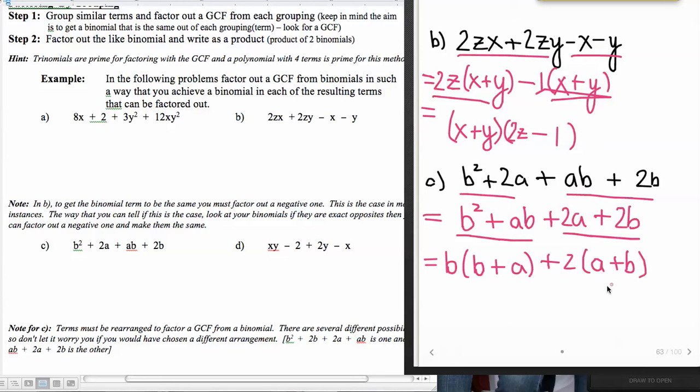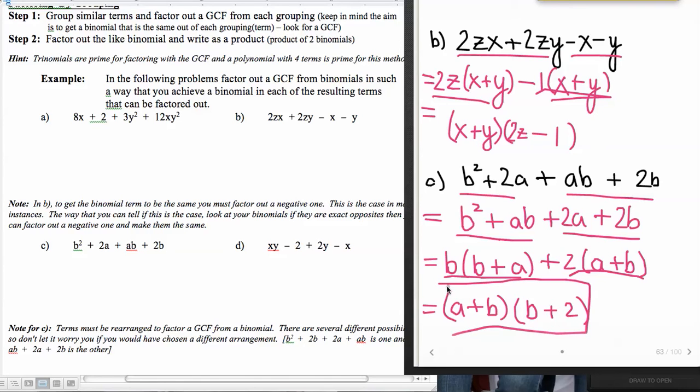And then again, I have to recognize the commutative property of addition. From this term down here and this term down here, you see that I have that a plus b in common. So I write that GCF, that binomial GCF, a plus b, and then I have b left in the first term plus a 2 left in the second term. And now you see my answer as a binomial times a binomial.